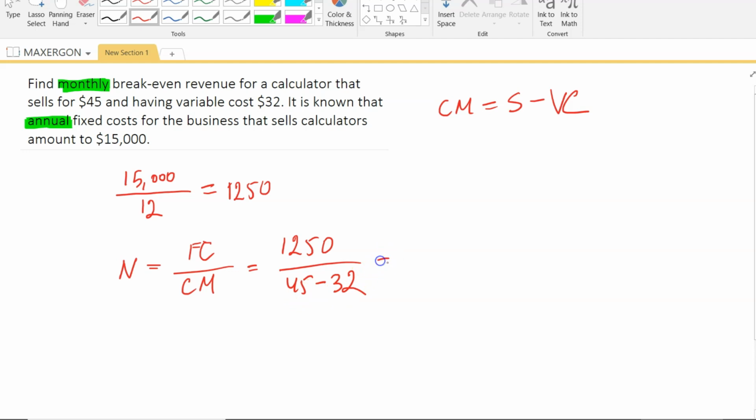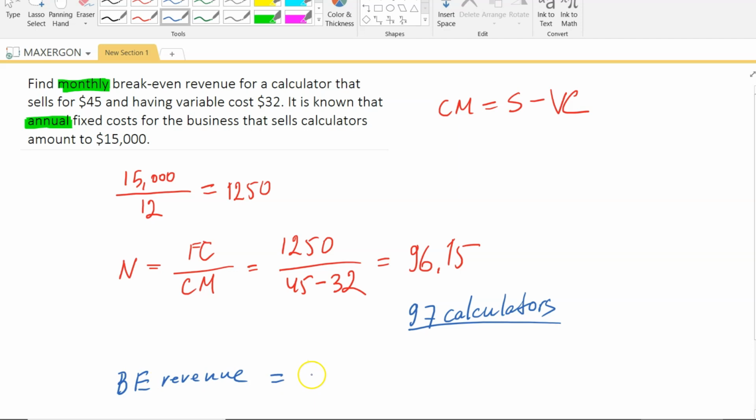If we compute it, we'll find that N is equal to 96.15 rounded to 2 decimals. When we found number N, it is the number of calculators to sell per month to break even. Because we cannot sell 96.15 calculators, we need to round this number to the next whole number. So this becomes 97 calculators to break even. After we find this number, we are ready to find break-even revenue.